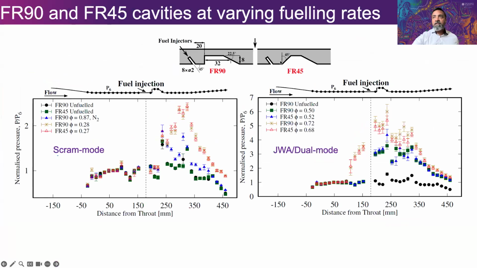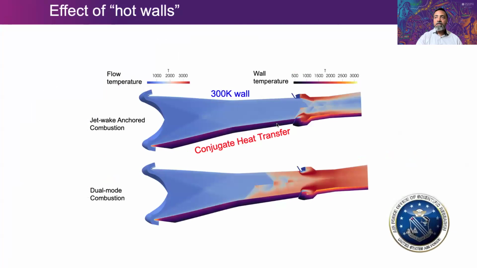Now, coming back to the shape alteration, we showed through these experiments where the front wall is 90 degrees or 45 degrees. That's the symbol used here. You can see scram mode, there's not much difference. All the other modes that we encounter, jet wake anchored and dual mode, also all look and behave the same. So modifying the shape really has no performance changes in terms of combustion modes, but we showed through a simulation that you could actually gain a bit of drag reduction by doing that. So it might be advantageous to do it.